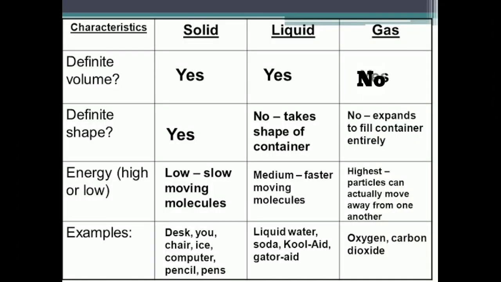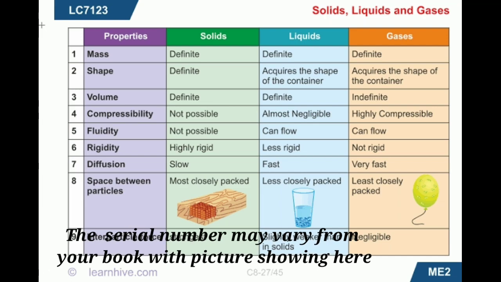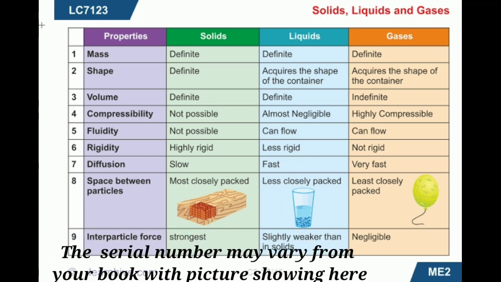Number 1, shape. First property is shape. Solids have a definite shape, liquids have no definite shape. They take the shape of the container in which the liquid is stored, and gases have no definite shape also. They also take the shape of the container in which they are kept. Next, number 2, volume. Gases have no definite volume, liquids have a definite volume, and solids also have a definite volume. Next, compressibility. Solids are not compressible, liquids can be compressed slightly, and gases can be compressed highly.